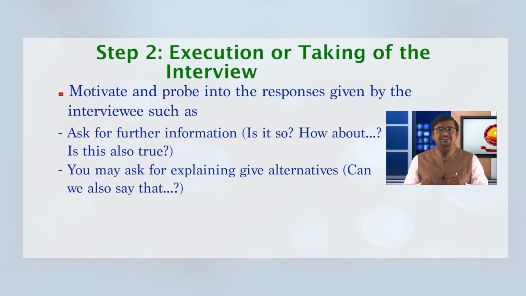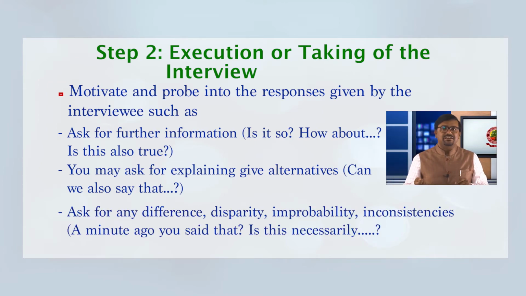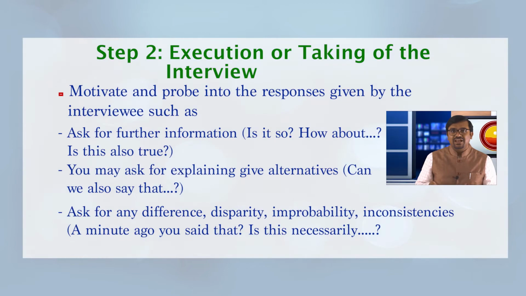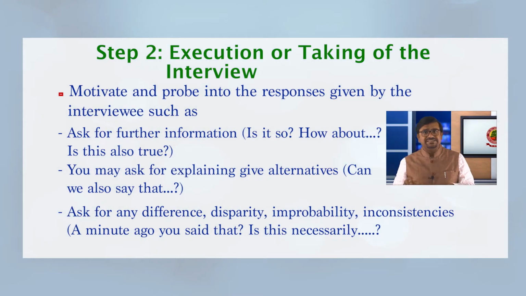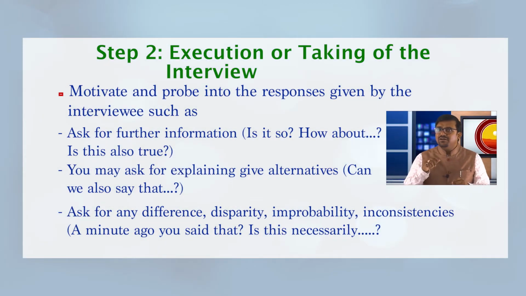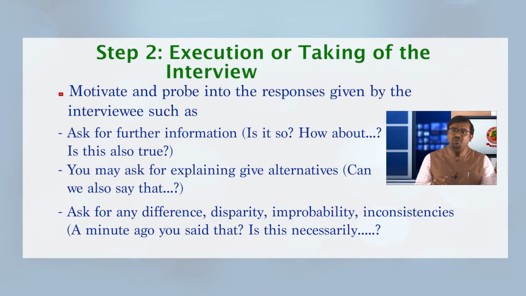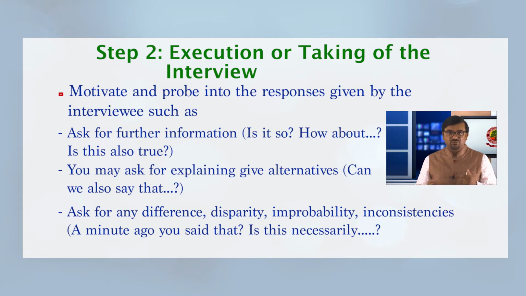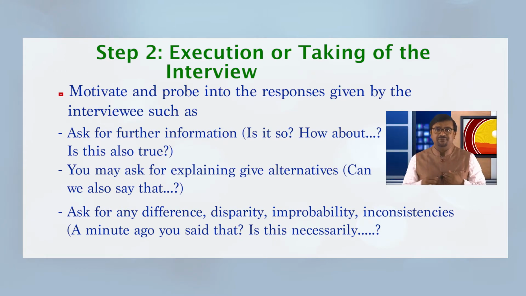You may also ask them to explain some alternatives. Can we also say that? You just said that. Can that be spoken as this? You can also ask about some of the differences, disparity, improbability, inconsistency by saying, a minute ago you said this, is this necessary? You said a time before that this was this, but now you are saying this. That way you can also find out the contradictions and compare some of the things that he has not yet spoken. You can get it clarified.